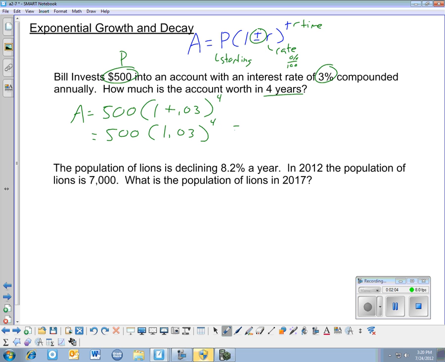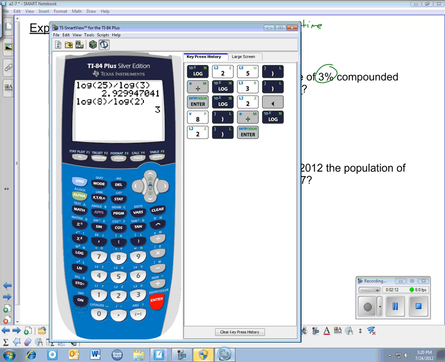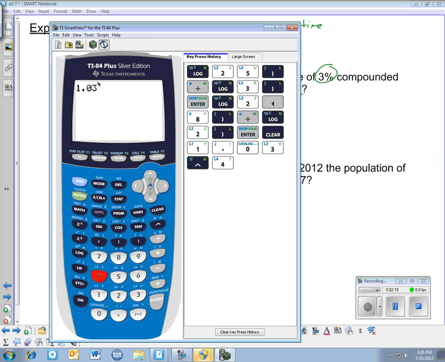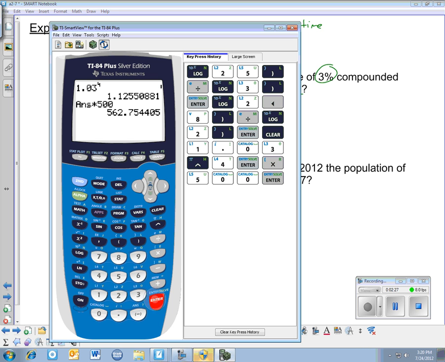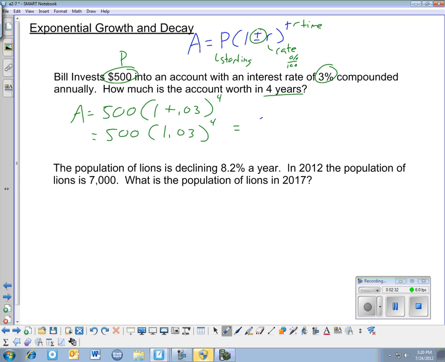At this point, I'm going to let my calculator do the work for me, where first I'm going to raise to the exponent, 1.03 raised to the 4th, and then times the principal last. We always times the principal last. So we have 1.03 raised to the 4th power, and if I hit enter, we're getting 1.1255. And then times the principal is the last thing you do, times 500, we get 562.75. And notice that because it's money, I round it to the nearest hundredth.